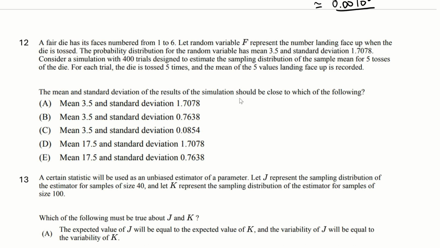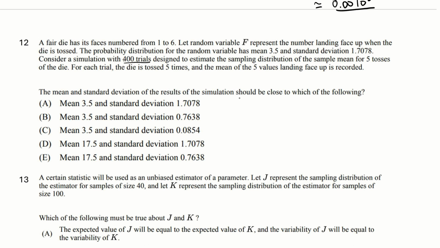All right, so remember, this is one of those ones that they try to trick you. They say the simulation is 400 trials. That is not my n, okay? Remember, 400 trials just means that you're doing whatever trial 400 times. Whatever process you're doing, you're repeating it 400 times. That's not the sample size. That's the number of samples, okay?